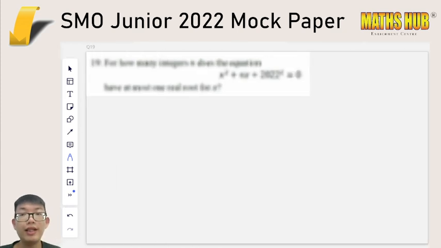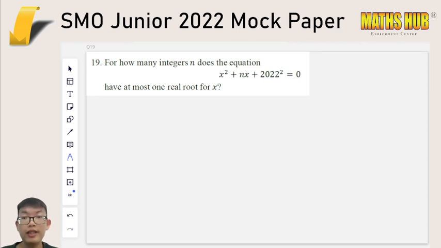Okay. Question 19. For how many integers n does this equation x squared plus nx plus 2022 squared equals 0 have at most one real root for x? Now this is not asking you to find out what x is. This is saying that for some choices of n, you have at most one solution for x, meaning that either there is one solution or 0 solutions. How can this be?